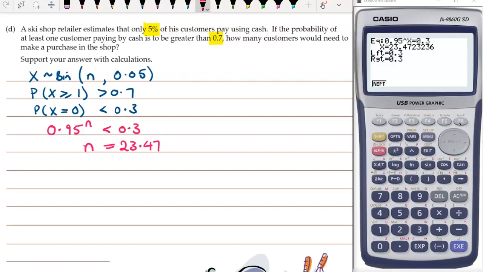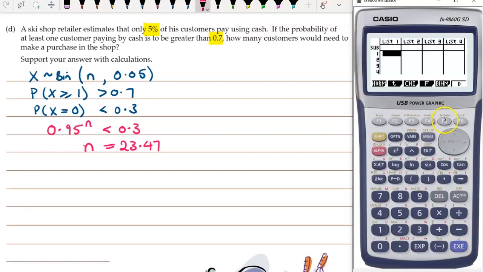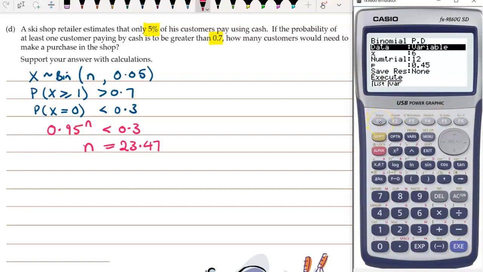Now, if you're doing this by logs, you can work that through straight away. But if not, then you can just try it out. So go into your stats menu, distributions, binomial. Let's do equal to 0. So if x equals 0, if we've got a number of trials as being 24, so if we go above the 23.47 with a probability of 0.05, what's the chance of it being equal to 0? So that comes to 0.29. So that is less than the 0.3 that we want.